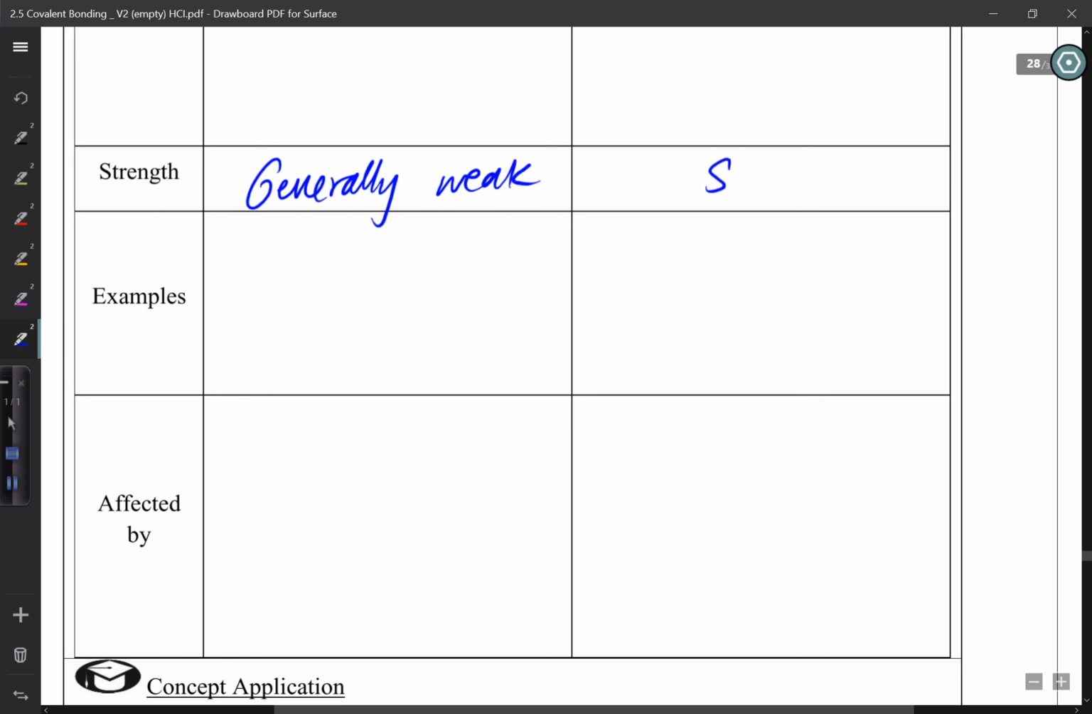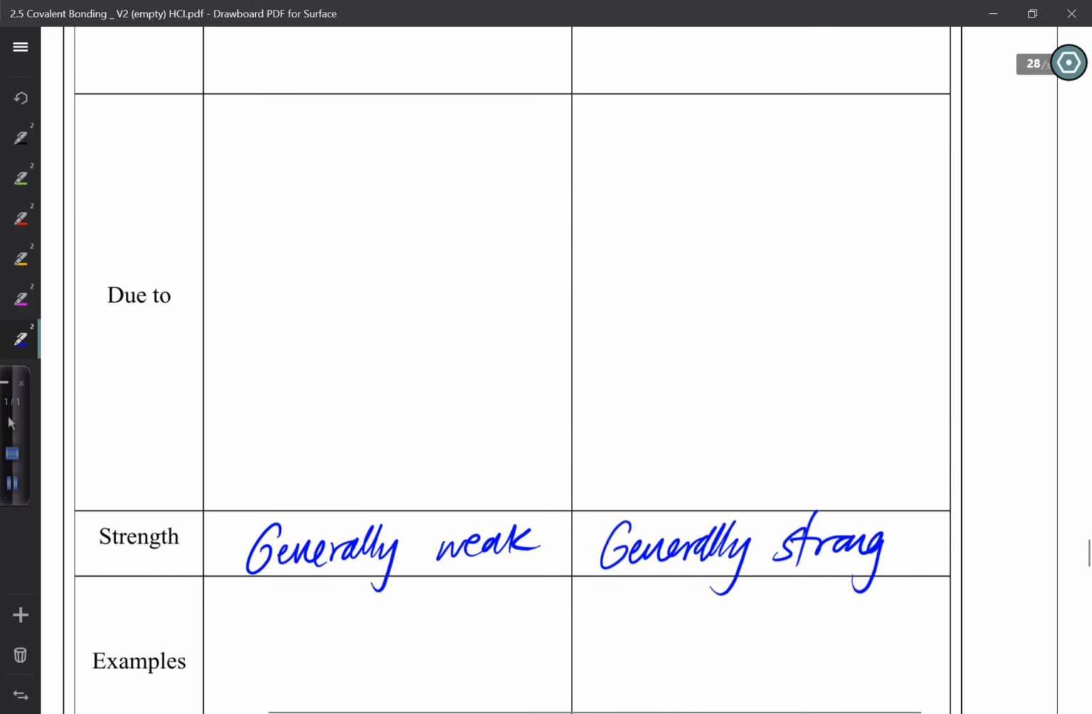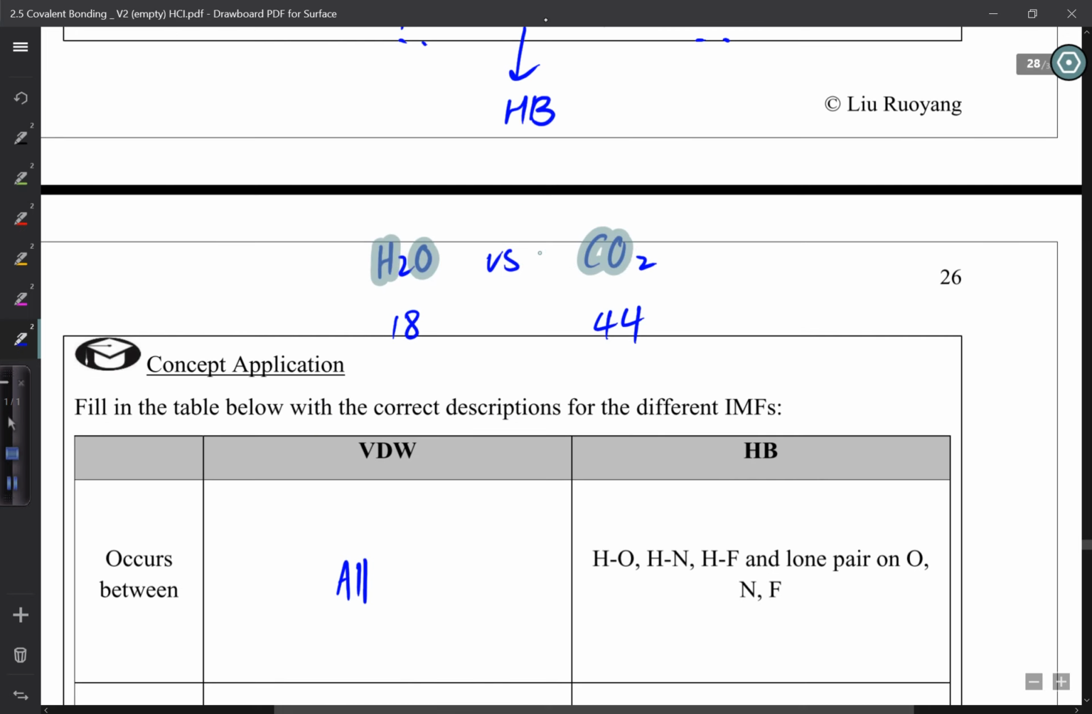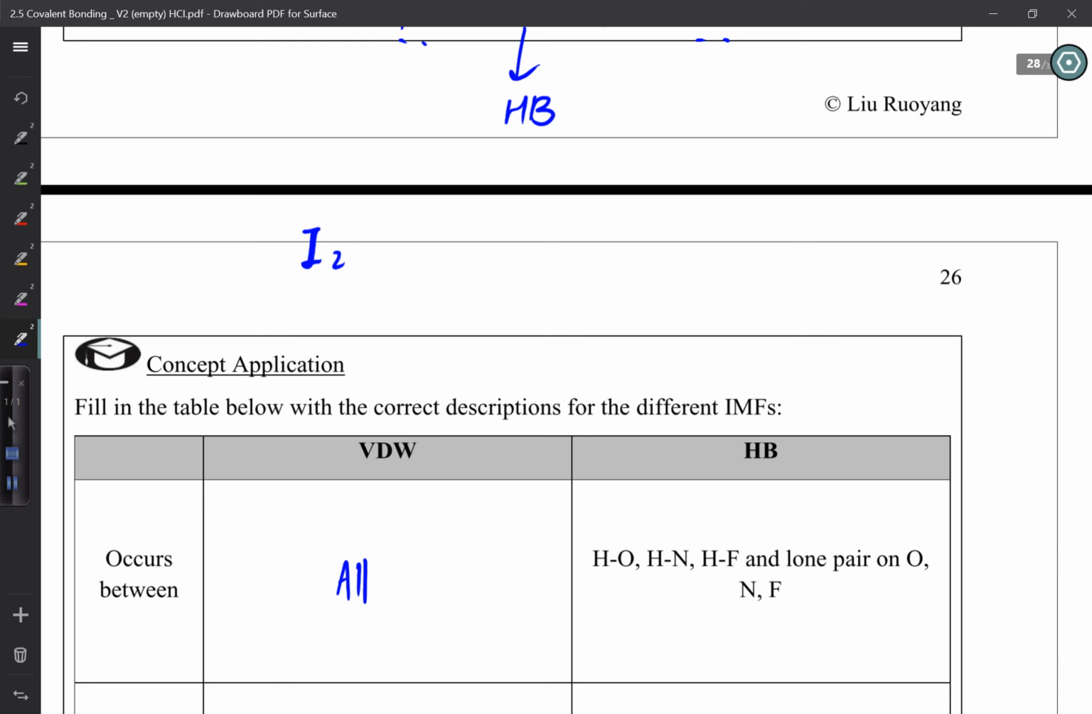Whereas hydrogen bond is generally strong. This means that there are exceptions whenever I use the word generally. What's the example? For example, we have learned about iodine, I2. Is there hydrogen bond in iodine? No. Definitely no. But iodine, we know that it exists as a solid at room temperature, right? It's a purple solid, or almost dark black solid.